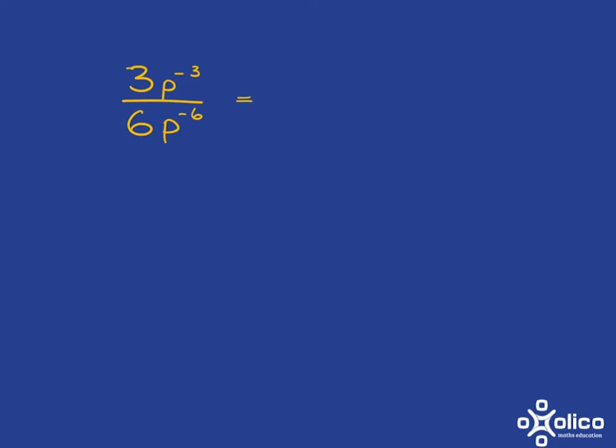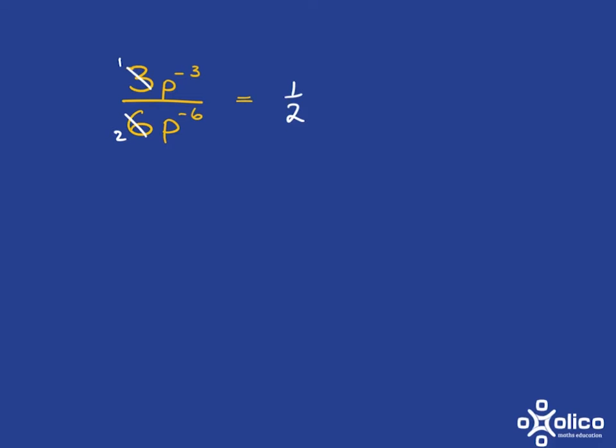Okay, how about a revolting one like this one? Well, it's again easy enough. If we look at the numbers, we've got a 3 at the top and a 6 at the bottom. So we can go ahead and do a bit of cancelling there. Divide by 3 gives you 1, and divide by 3 here gives you 2. So what you've got in terms of numbers is 1 over 2.